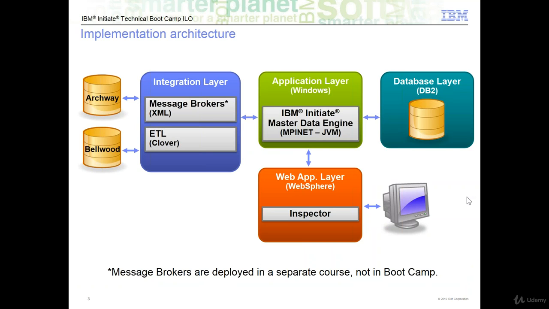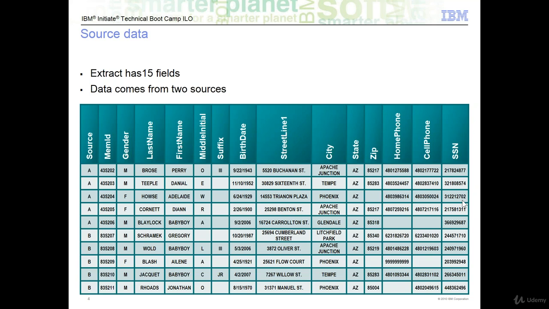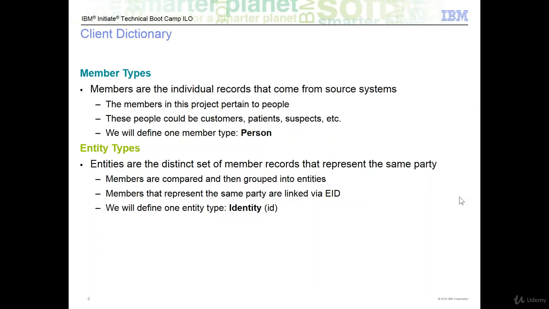Here as you can see the table for source data where the extract has 15 fields and the data comes from two sources. In the client dictionary you have member types and entity types, where members are basically individual records coming from source types and you can define one member type person. Then for entity type, there are distinct sets of member records representing the same party, and these members are compared and grouped into entities where you define one entity type as identity ID.